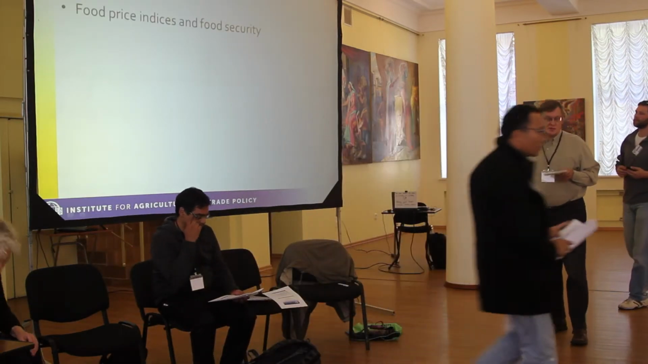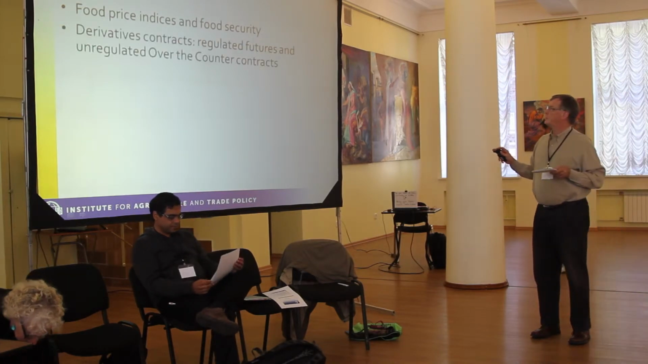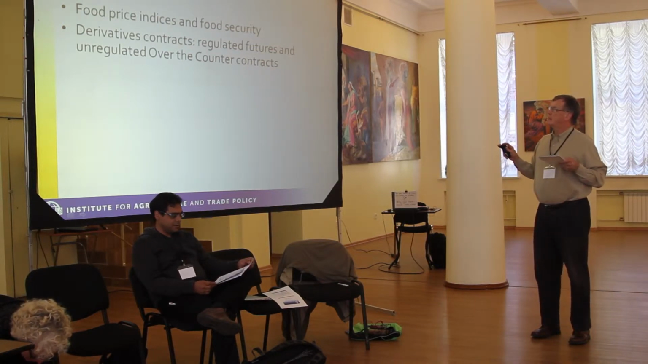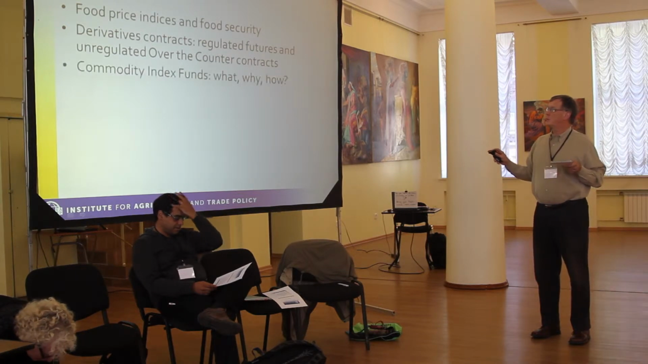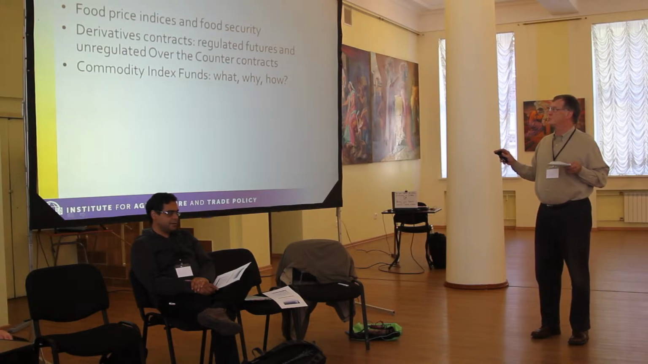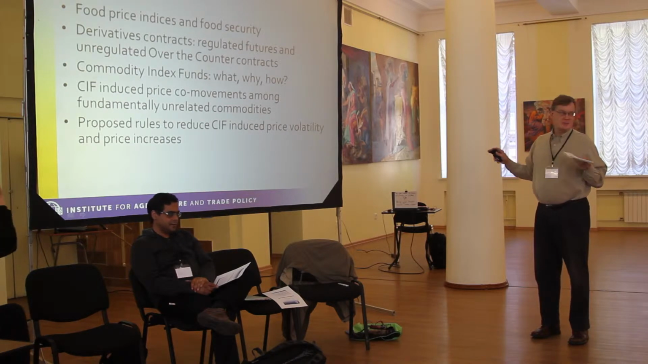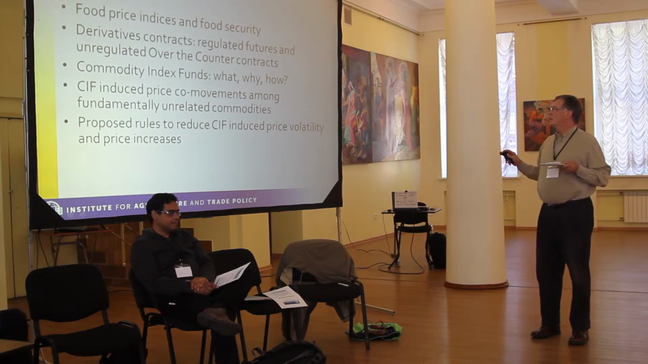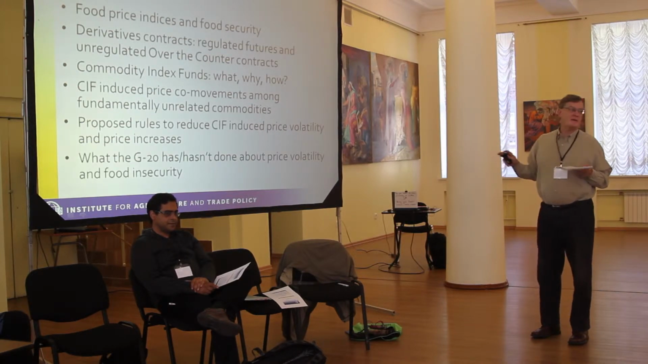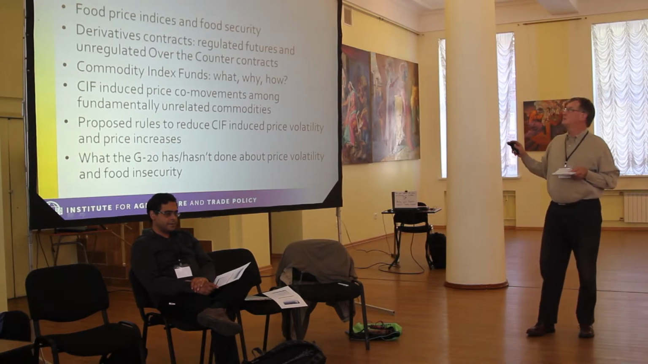Okay, so I'll just talk about a couple of food price indices and how they relate to food security. We'll talk a little bit about derivatives contracts, both regulated and unregulated. Then I'll talk about how commodity index funds work and how they affect agricultural prices. Then I'm going to jump to rules to reduce price volatility that's induced by commodity index funds, and then finally talk about what the G20 has done and hasn't done.